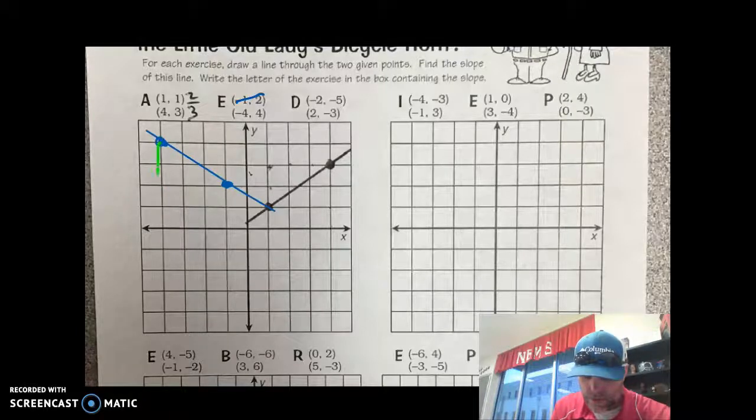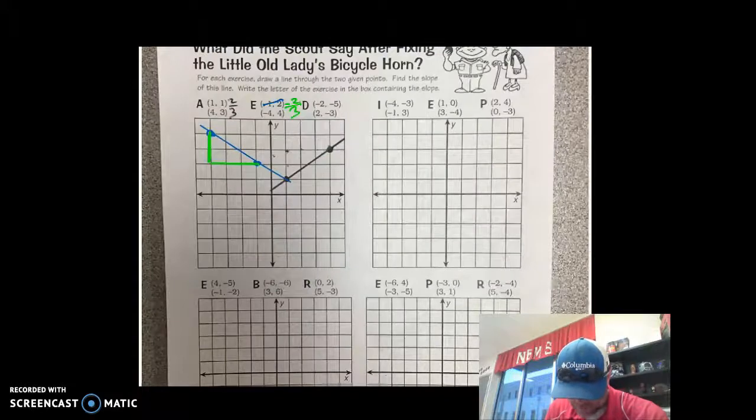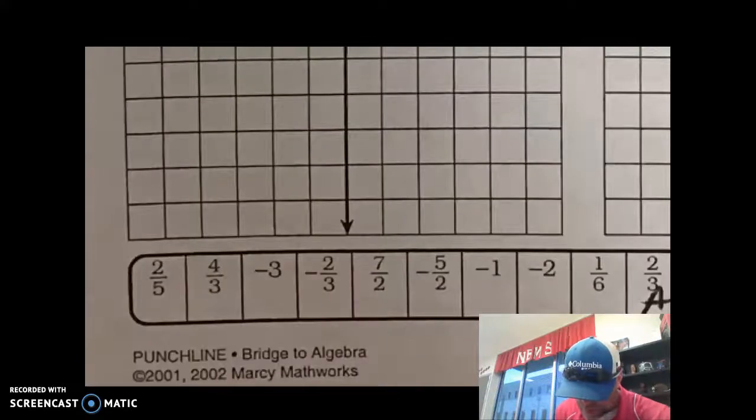All right, so how much does it rise? It rises a -2, right? Because it's actually not rising. And then how far does it run? So we go down first, and then how far over? That is 1, 2, 3. So it is a rise of -2 and a run of 3. And we should find that down there for letter E. We have a -2/3, which is, there it is, -2/3, and we put an E in there.